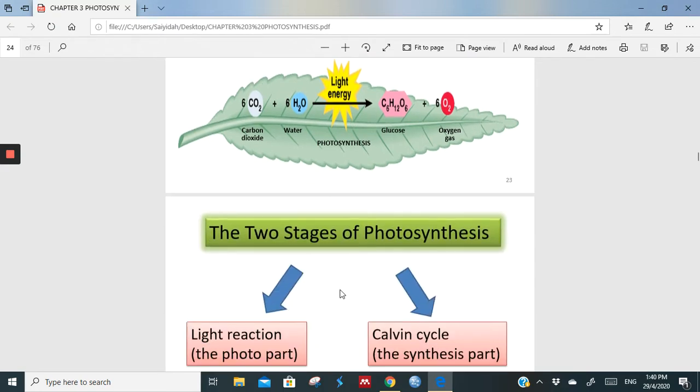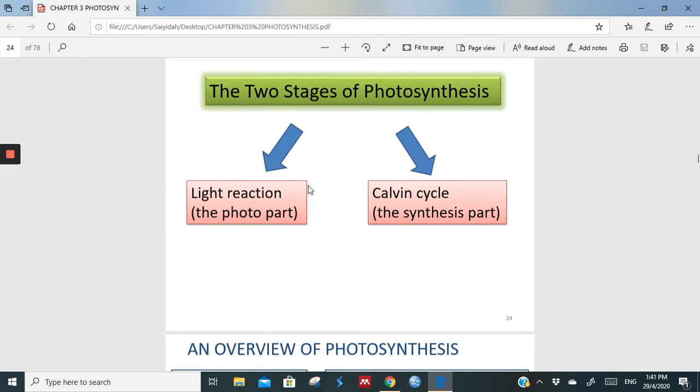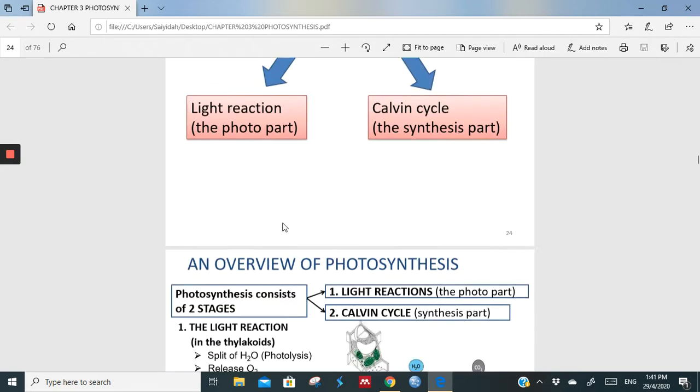Photosynthesis includes two stages. First is the light reaction, the photo part, and the other is the Calvin cycle, the synthesis part. In the light reaction, they will produce ATP and also NADPH, which will be used later in the Calvin cycle. This light reaction needs light from sunlight.